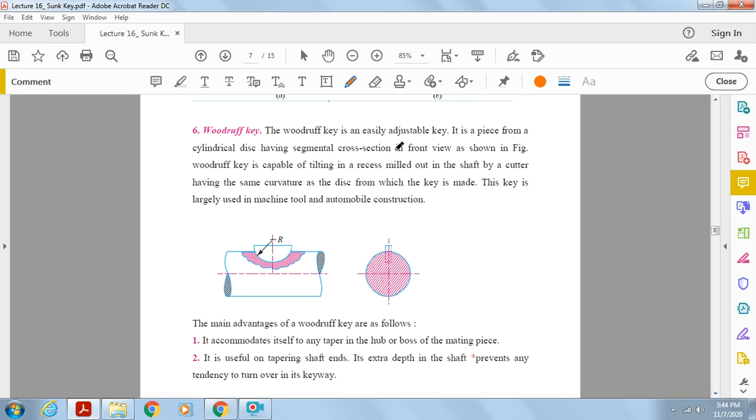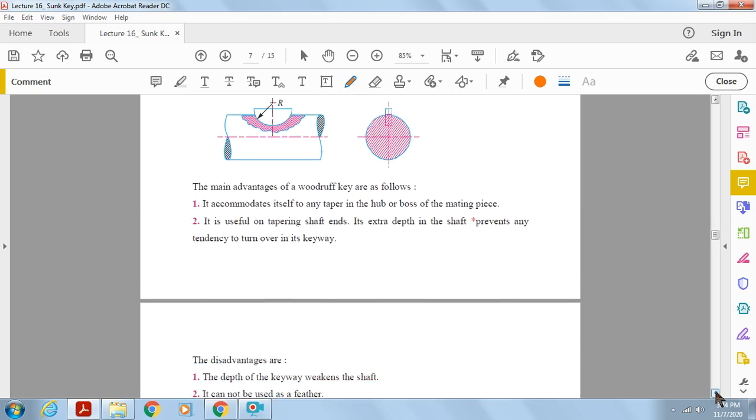The Woodruff key is an easily adjustable key. It is a piece from a cylindrical disc having a segmental cross section in front view as shown in figure. The Woodruff key is capable of tilting in a recess milled out in the shaft by a cutter having the same curvature as the disc from which the key is made. The key is largely used in machine tool and automobile construction. So this one is the Woodruff key.